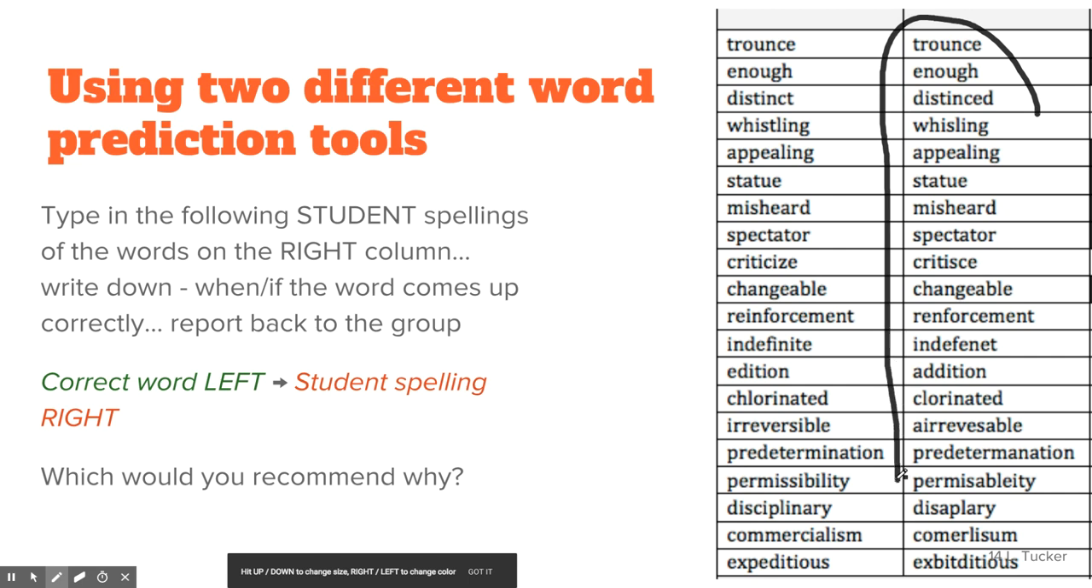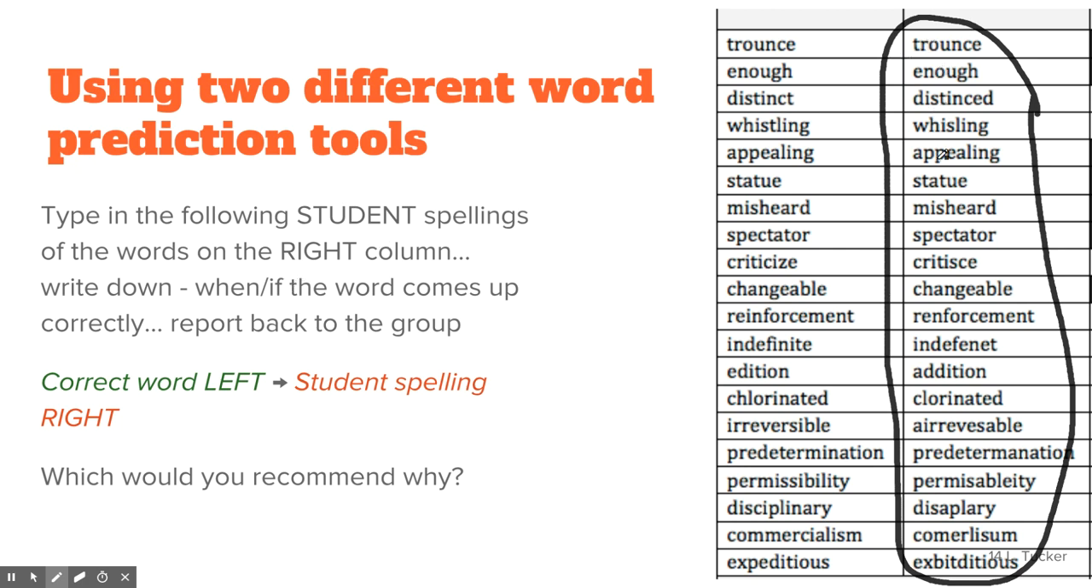So what I want you to do is take your 2 tools and type in the student's spelling of these words and calculate the accuracy of the tool. So did the tool with the student's spelling predict the correct word, and figure out which one would you recommend and why? Because what's so important is that these word prediction tools will then eliminate the barrier of student spelling and help them to improve the accuracy and not be held back by their spelling issues.